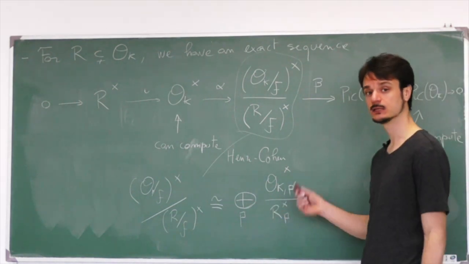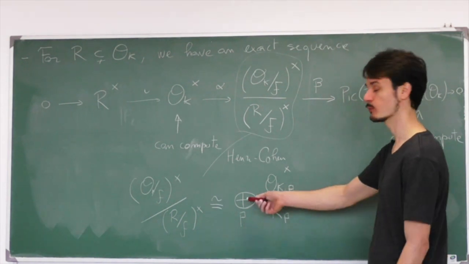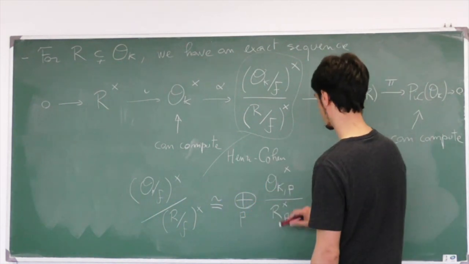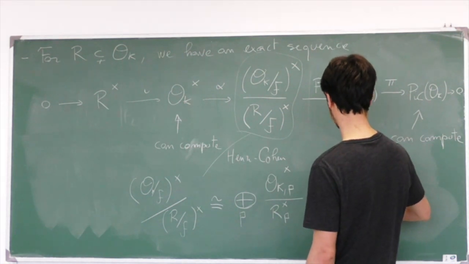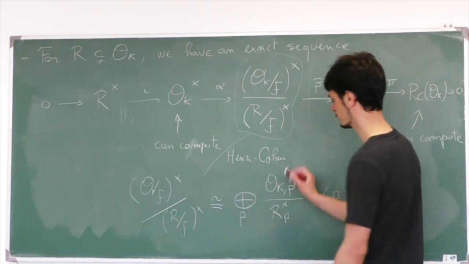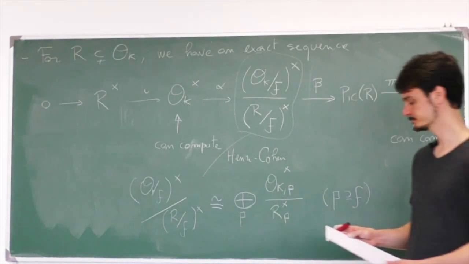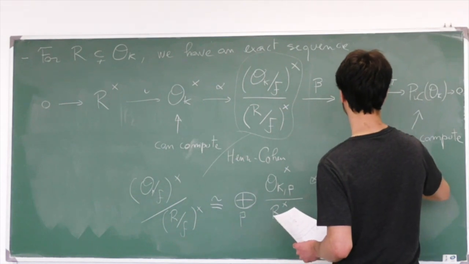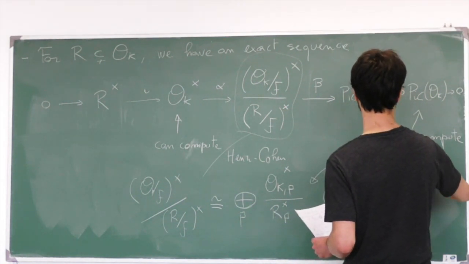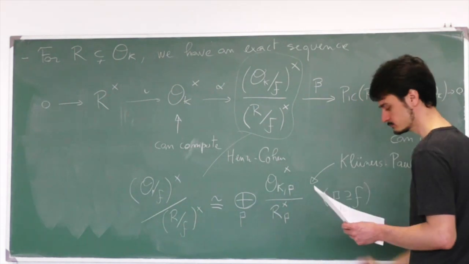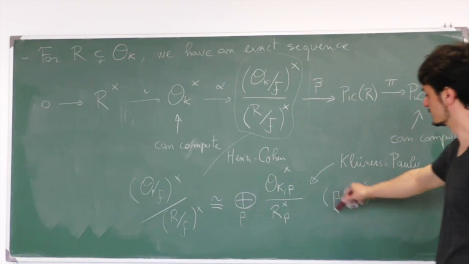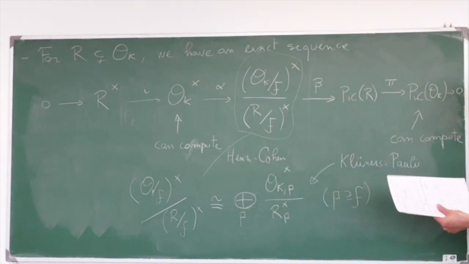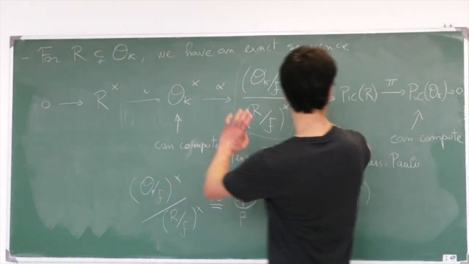It turns out that this quotient is 0 whenever the prime is invertible, so almost always. So this direct sum is actually finite. You only have to look at the primes that are above the conductor. So you take only the primes that contain the conductor. All the other terms are 0. And Klüners and Pauli, they have a paper about how to compute these terms. They show how to work with these localizations and hence pull back and compute this quotient, so the middle term of our exact sequence.